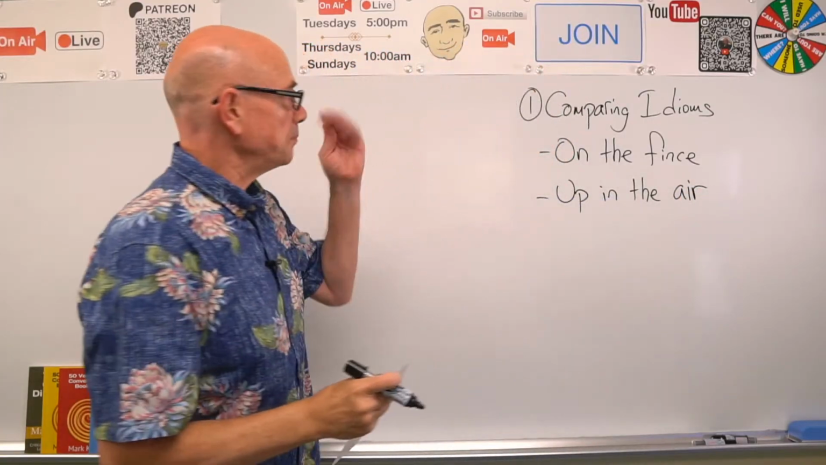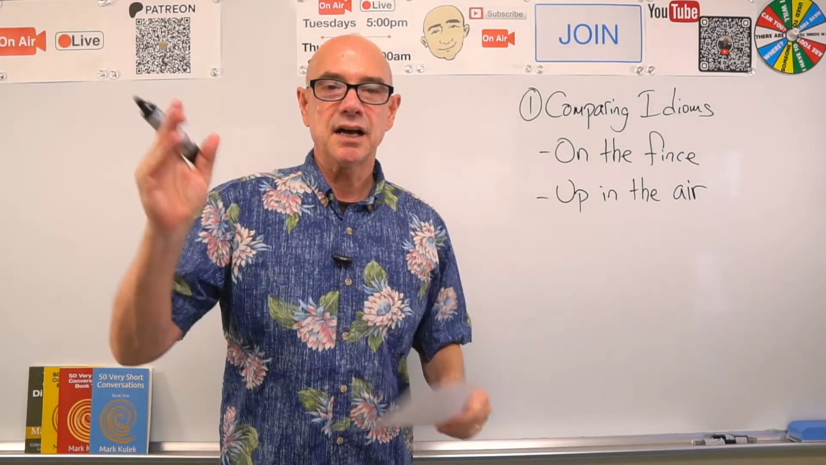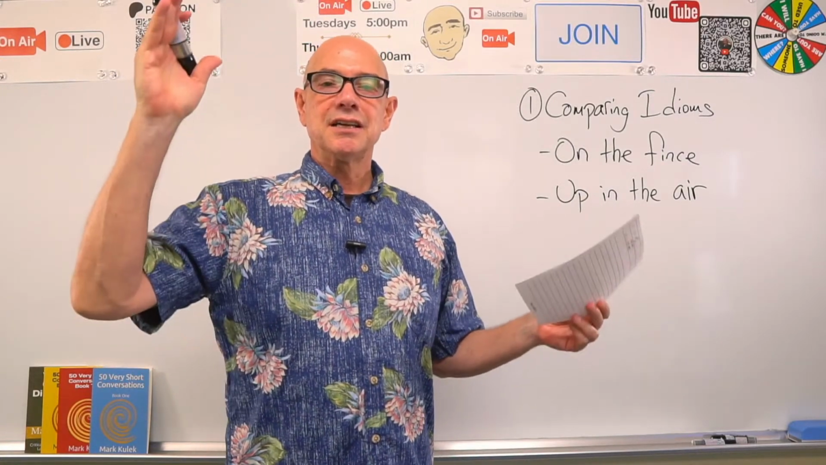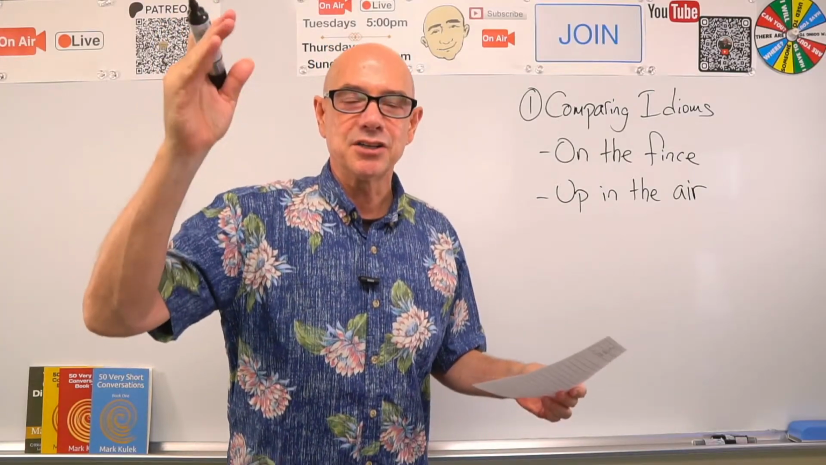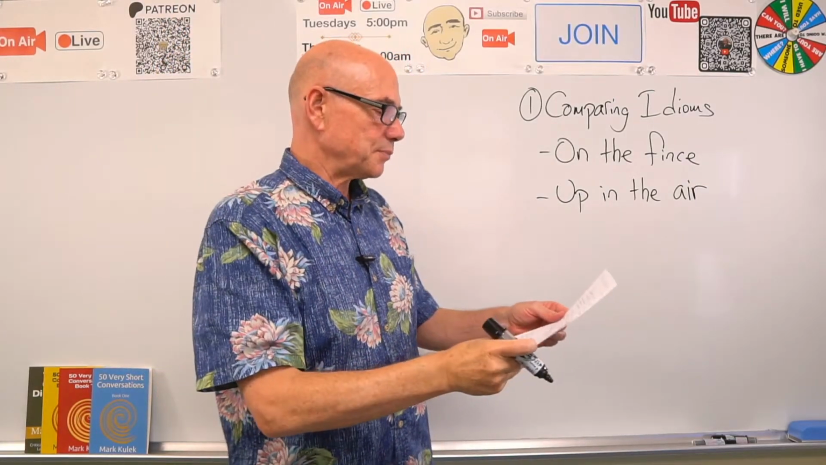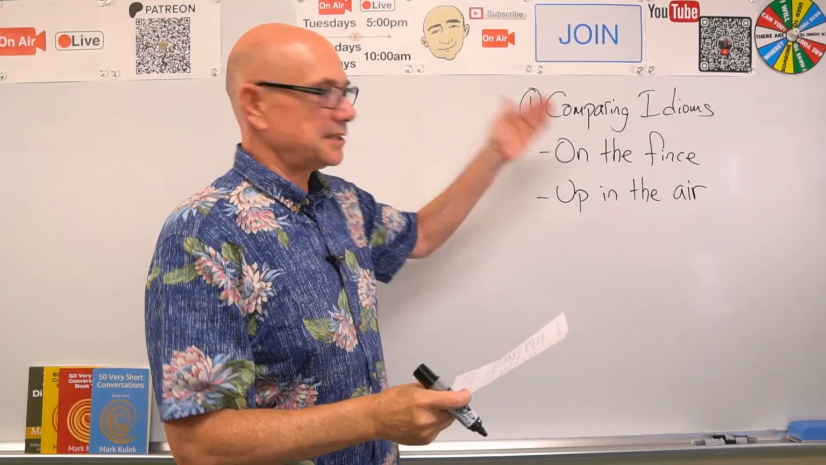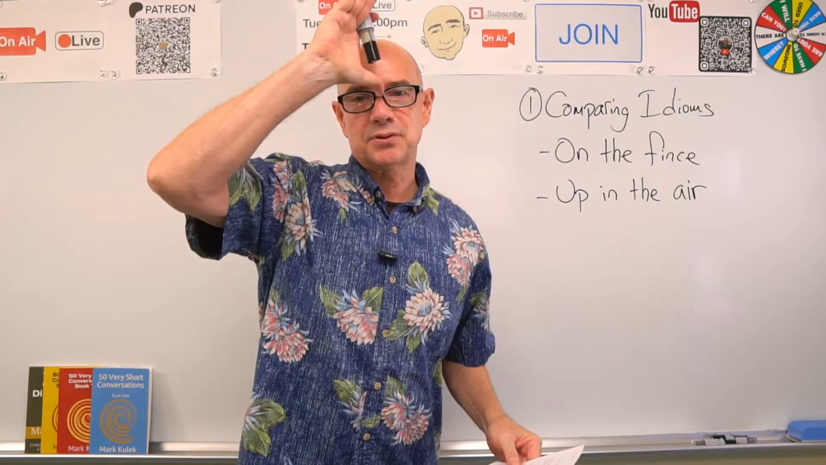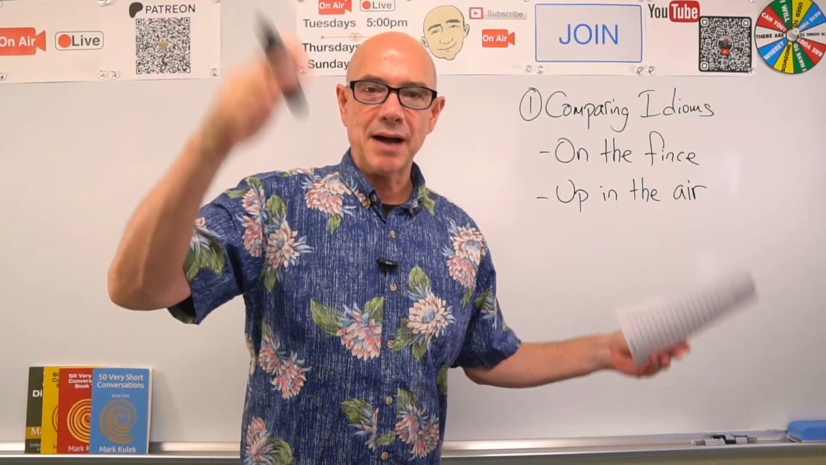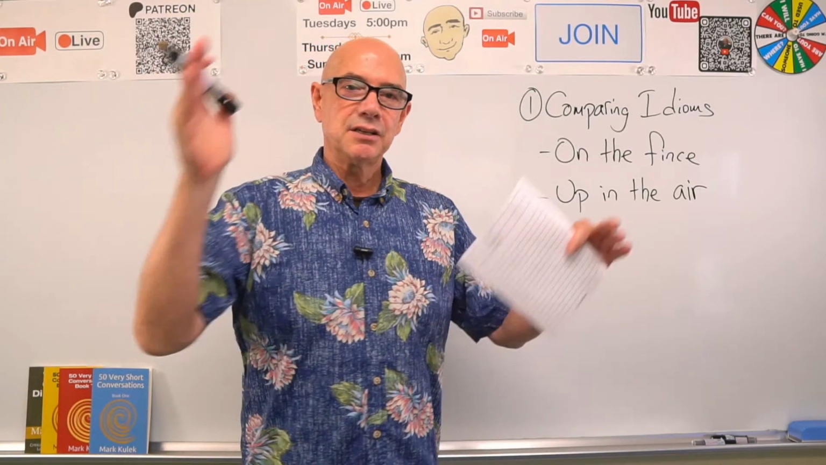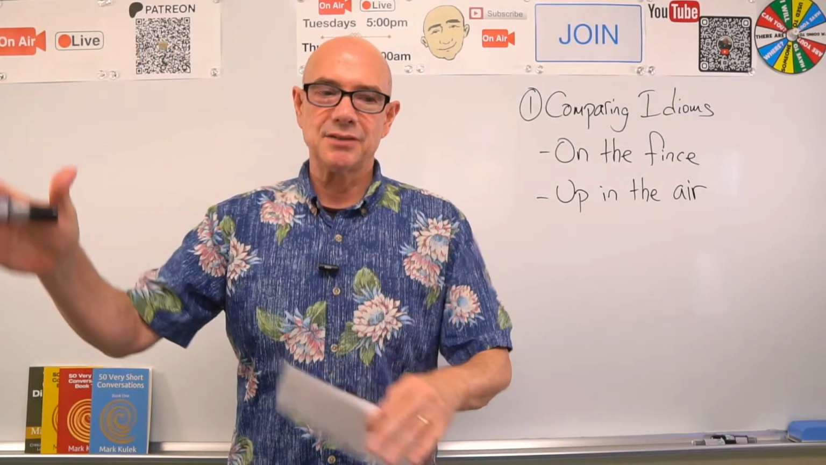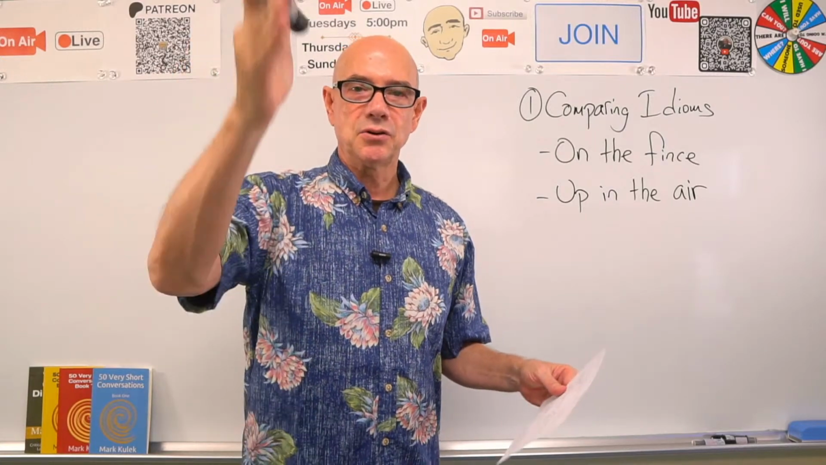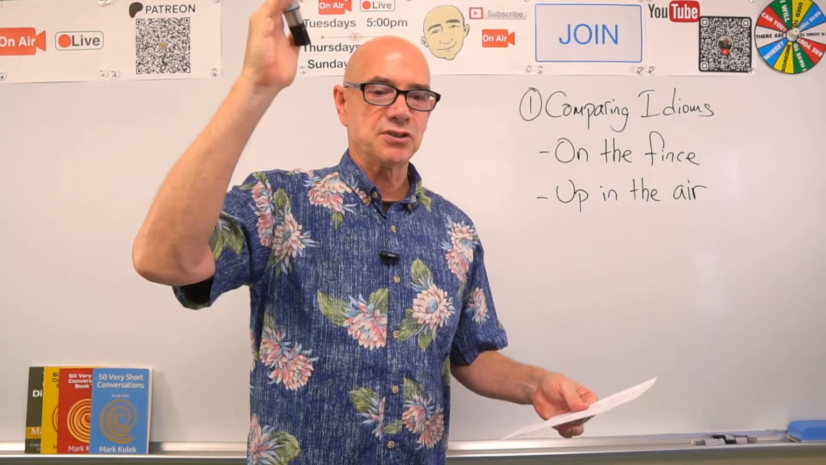Both of these mean uncertainty. You're not sure what to do. You're not sure if it will happen. For example, on the fence, you can't decide. It's a personal choice. Are you going to buy it or not? Are you going to go there or go someplace else? So you're on the fence. You're not sure what to do. It's your personal decision or personal choice.